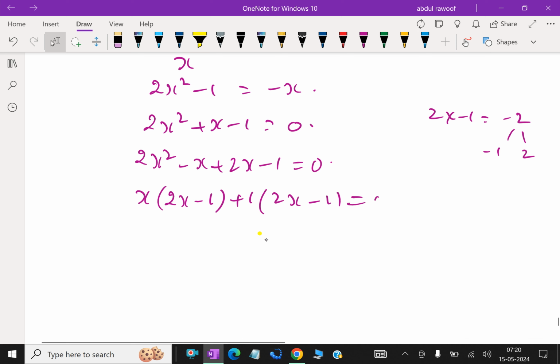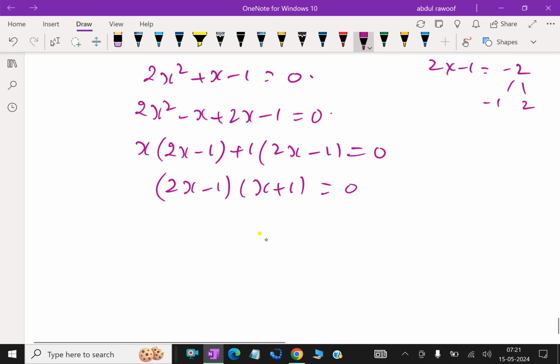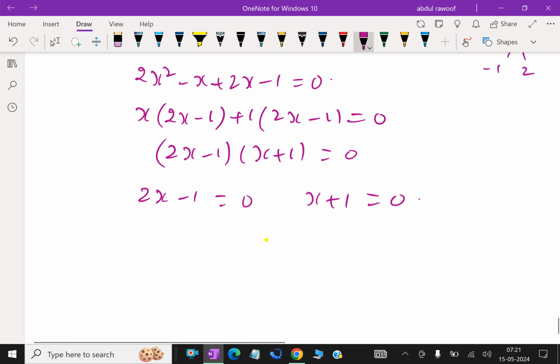So the common term is 2x minus 1, and x plus 1 equal to 0. Therefore, splitting, 2x minus 1 equal to 0 and x plus 1 equal to 0. Therefore, x equal to 1 over 2, because minus 1 goes to that side and 2 goes down, or x equal to minus 1 is the solution.